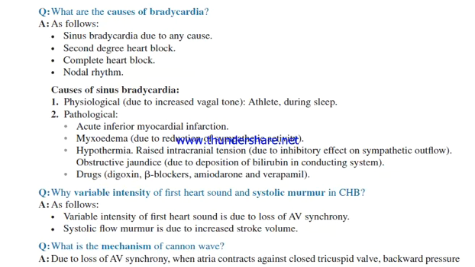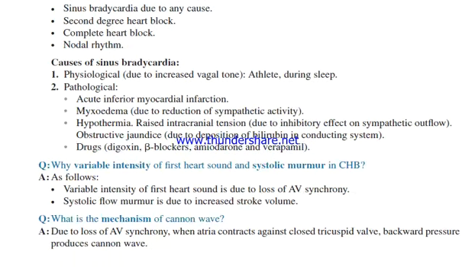Why variable intensity of first heart sound and systolic murmur in complete heart block? Variable intensity of first heart sound is due to loss of AV synchrony. Systolic flow murmur is due to increased stroke volume. Now, what is the mechanism of cannon wave? Due to loss of AV synchrony, when atria contract against closed tricuspid valve, backward pressure produces cannon wave.